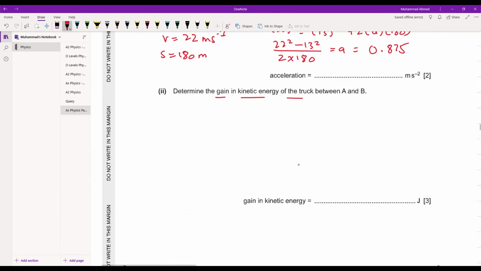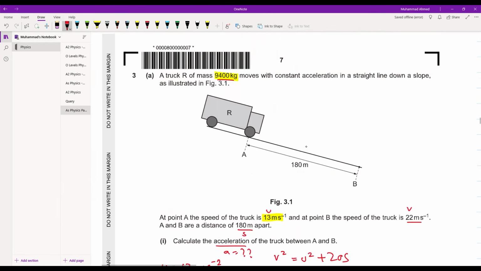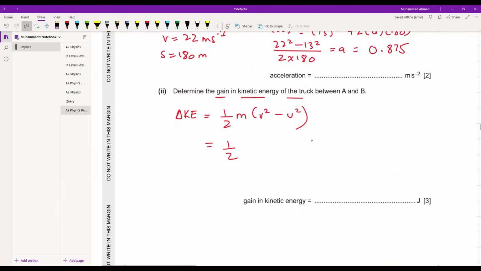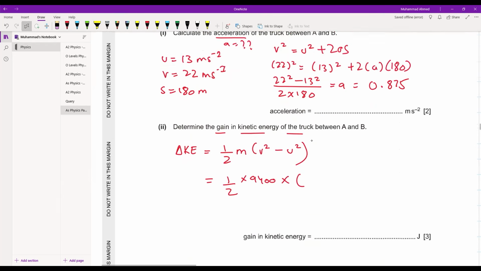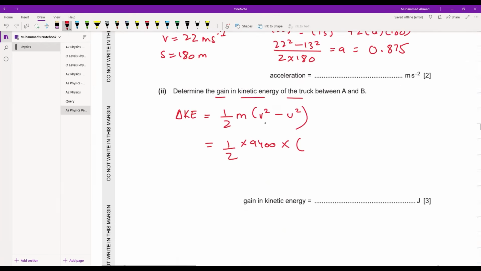Calculate the gain in kinetic energy. How do you calculate the change in kinetic energy, or gain in kinetic energy? 1 upon 2 into mass into final velocity square minus initial velocity square. What is your mass here? The mass of the truck was 9400 kg. What is the final velocity? 22 square. What is the initial velocity? 13 square.